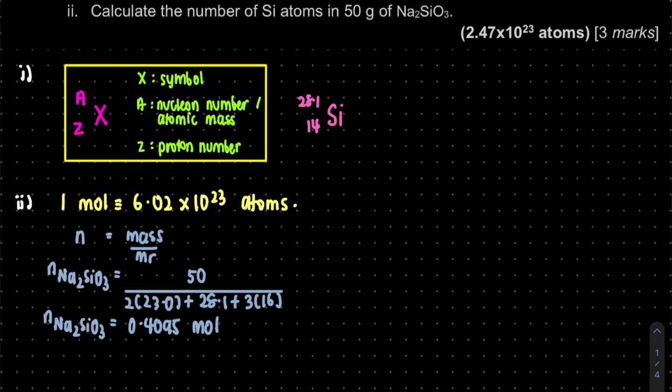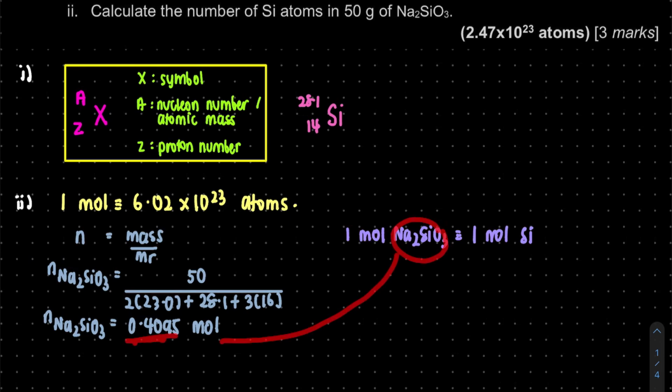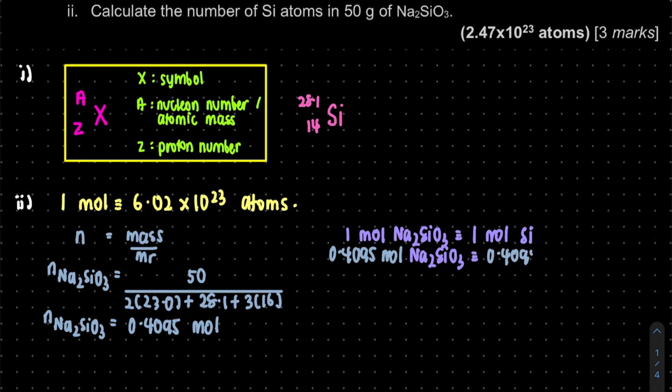So I'm just going to write down this stoichiometry coefficient. 1 mole of sodium metasilicate equal to 1 mole of silicon. If the question asks to find out the atom of Na here, because we have 2, so this is equivalent to 2 mole of Na and equivalent to 3 mole of oxygen. But then this question only wants the silicon itself. So from here, since we know Na2SiO3 is 0.4095, we know that the mole of silicon is also 0.4095 mole. Okay, so this is only for the number of mole.